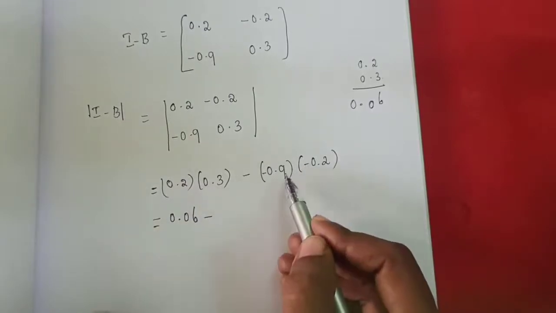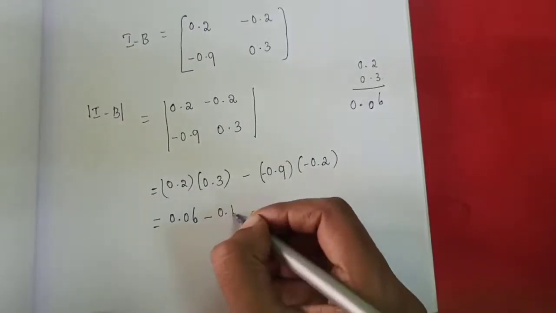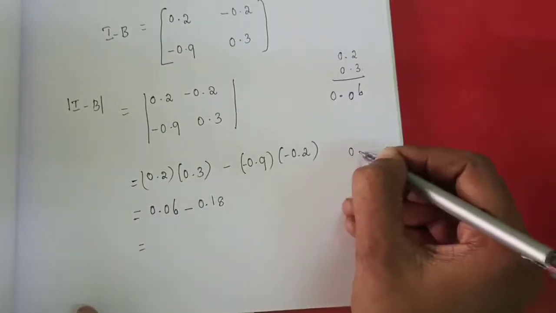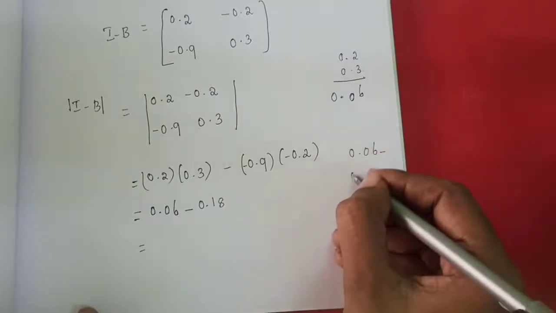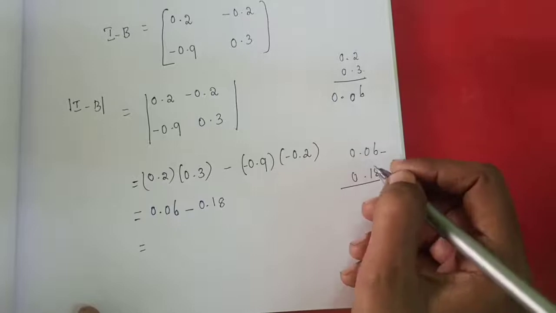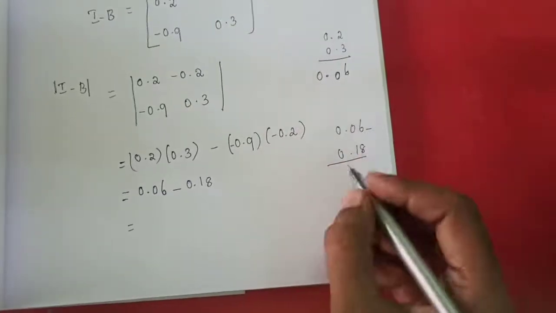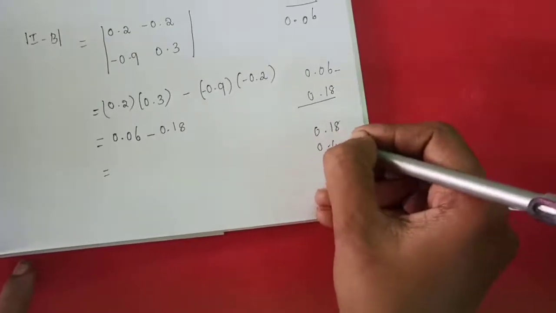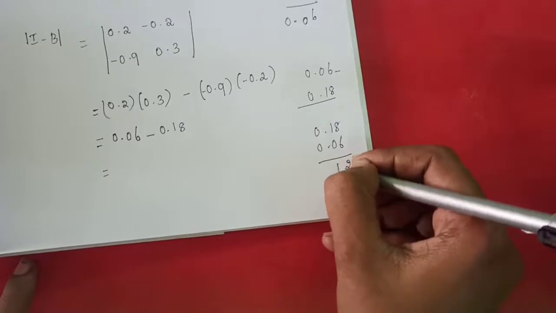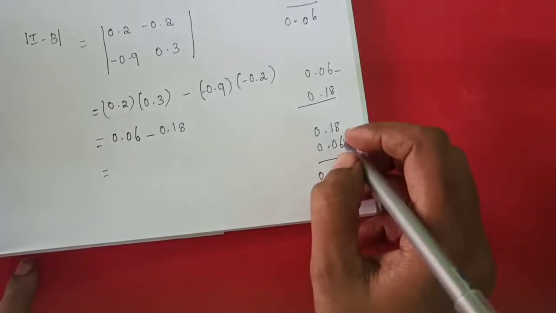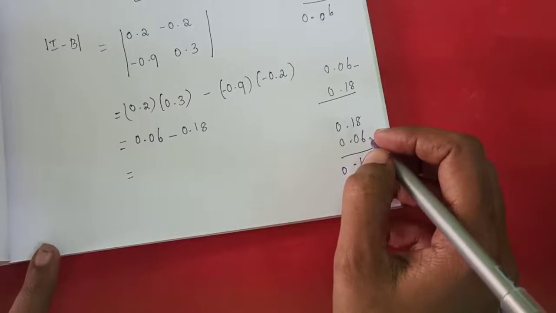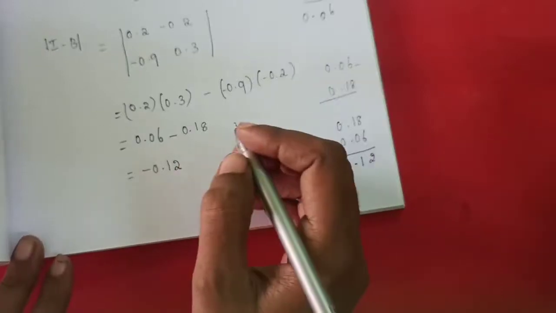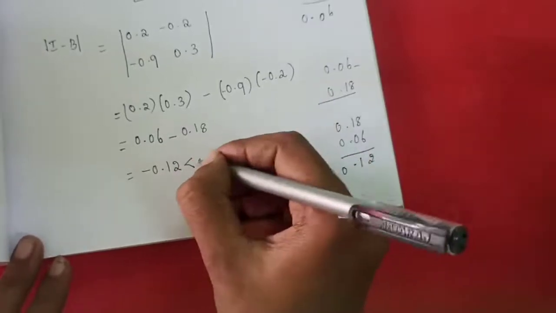Minus into minus will be plus. Here you will get 18, so 0.18. That's equal to 0.06 minus 0.18. So what's the value? The bigger number is 0.18, minus 0.06, so 0.12. Minus or plus? The bigger number's sign is minus. So minus 0.12. Whether it is less than 0 or greater than 0: less than 0, so it's a negative value.